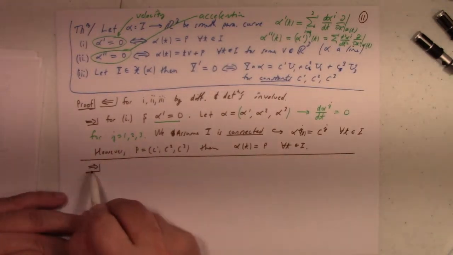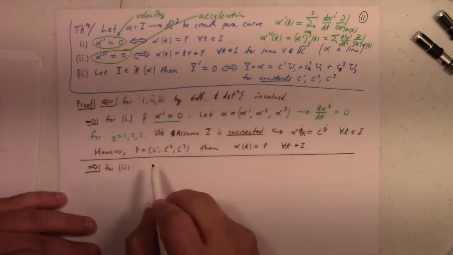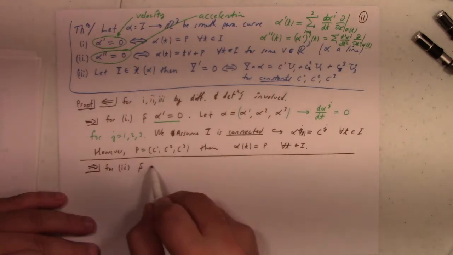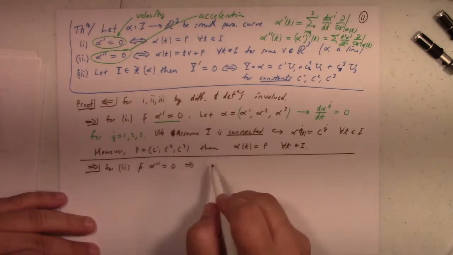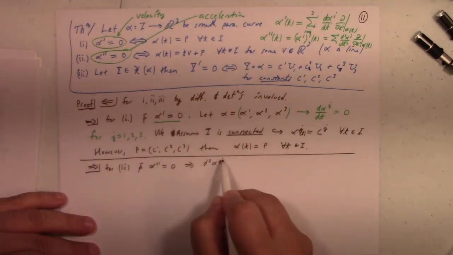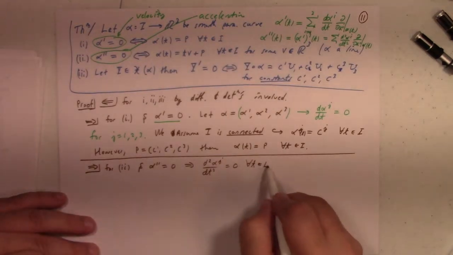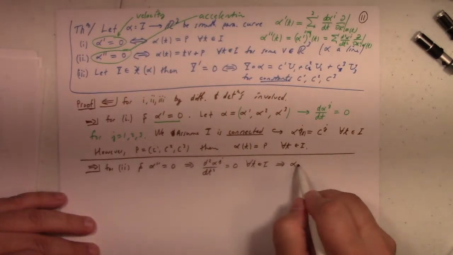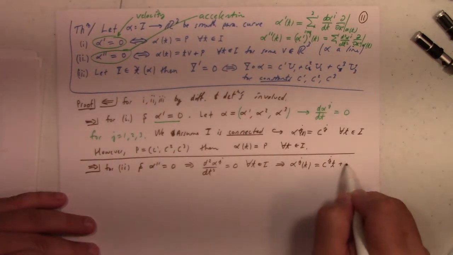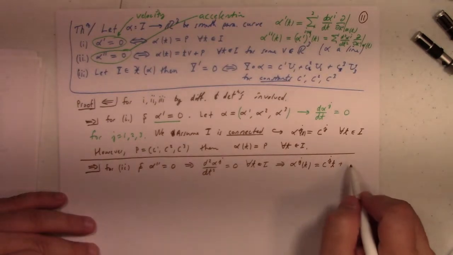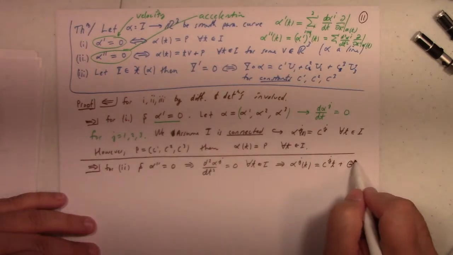All right, this direction here for 2, almost the same argument, right? If we have alpha double prime equal to 0, that implies that d squared alpha^j over dt squared equals 0 for all t in I, which implies that alpha^j of t is equal to c_j times t plus, let's say, p_j, all right?